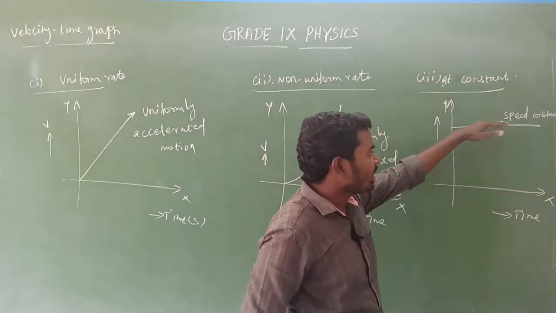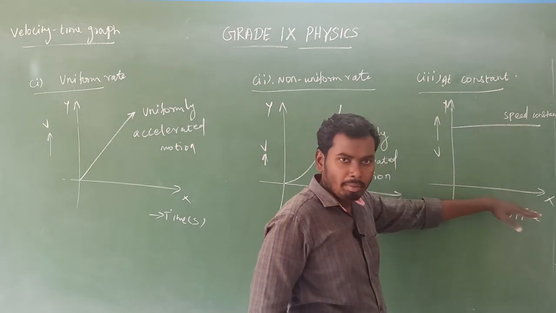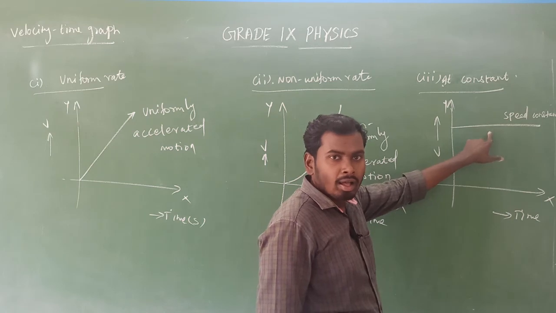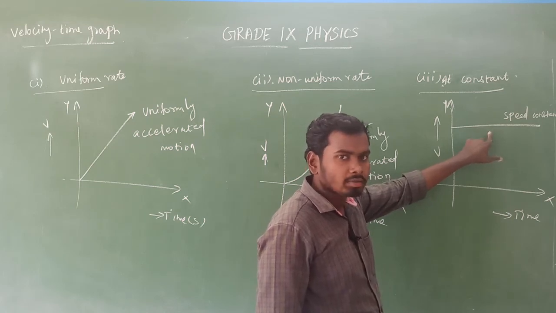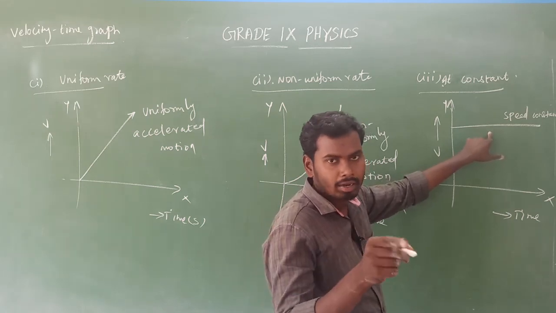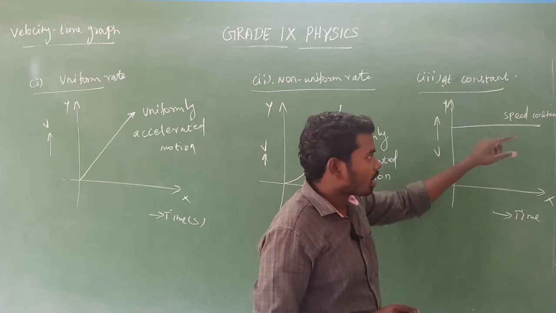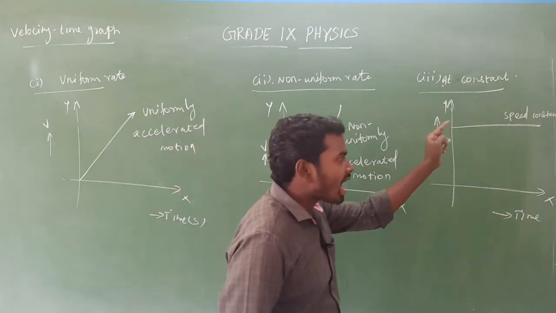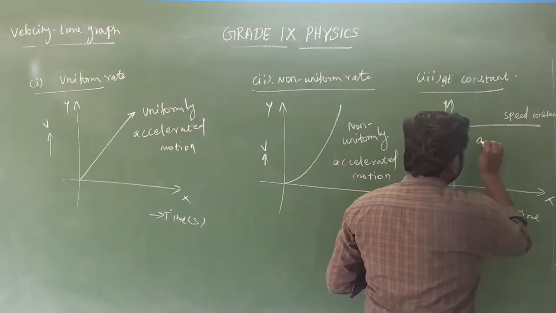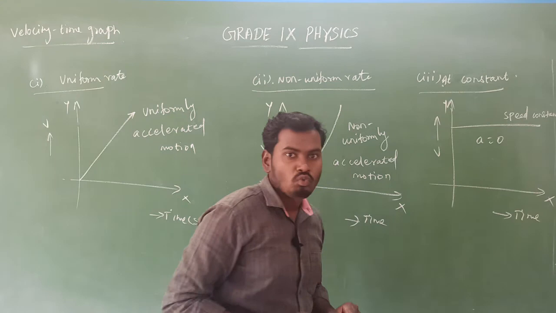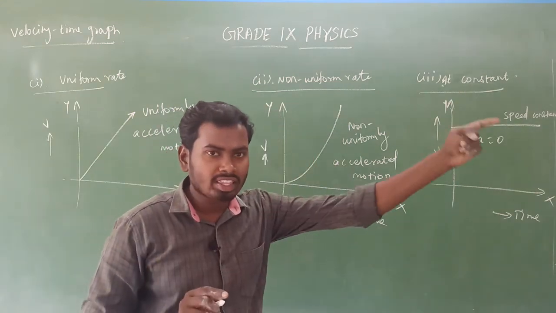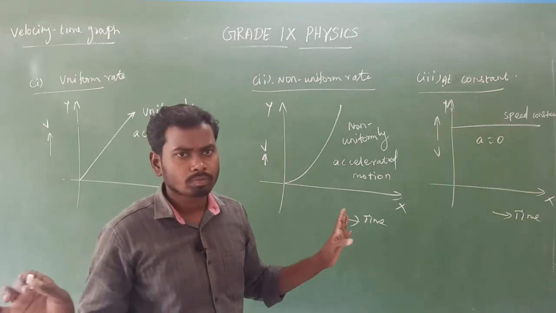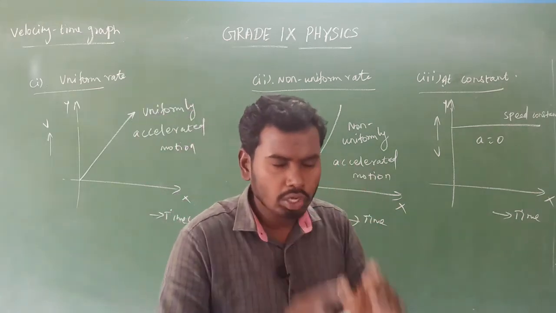we can say that the object is at uniform speed or uniform velocity. What is the acceleration, sir? Acceleration is 0 here. Whenever an object moves with constant speed or constant velocity, acceleration will be 0. Keep that in your mind.